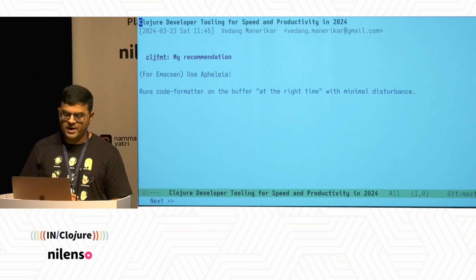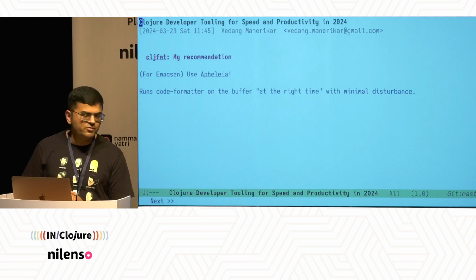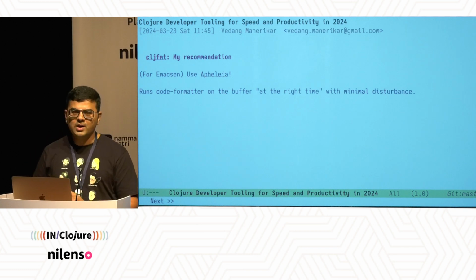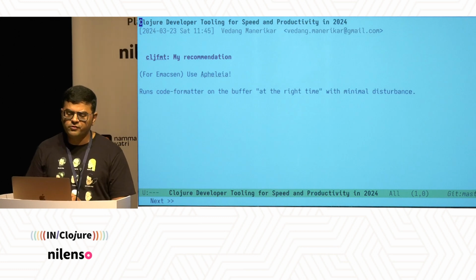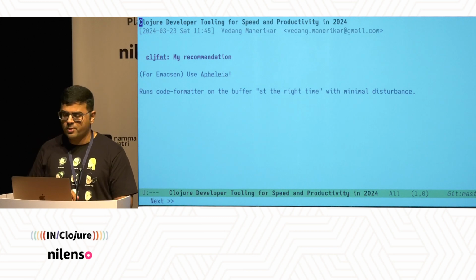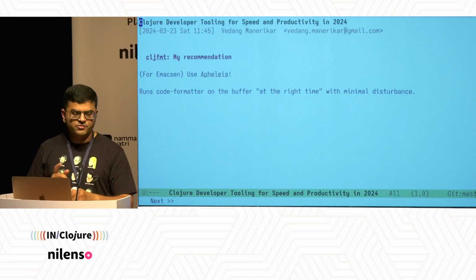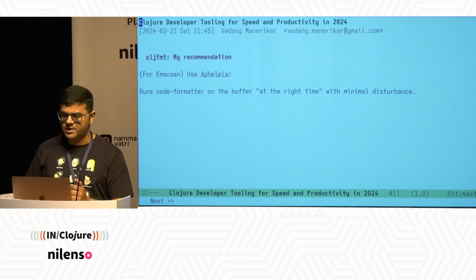Okay, cljfmt. My recommendation is for Emacs people, which I am. Sorry, I don't know how other editors do this. I'm sure they have something similar as well. There is a tool in Emacs called Apheleia. I don't know if I'm pronouncing it right. It's essentially a generic tool for formatting any buffer. It has hooks for multiple different kinds of programming languages, and it runs the appropriate code formatter at the right time with minimal disturbance to your typing experience. So my cljfmt is run via Apheleia, and I recommend you set up Apheleia if you are using Emacs.